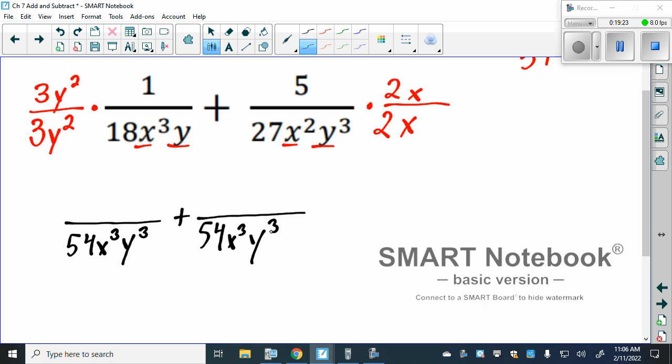Now the numerator for the one on the right, we're doing 3y squared times 1, which is just 3y squared. Now on the one on the left, we have 5 times 2x, and 5 times 2x is 10x.